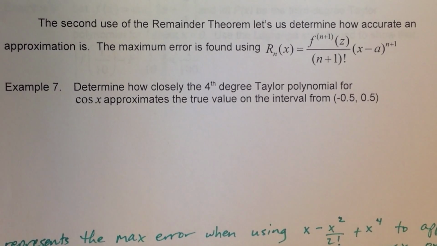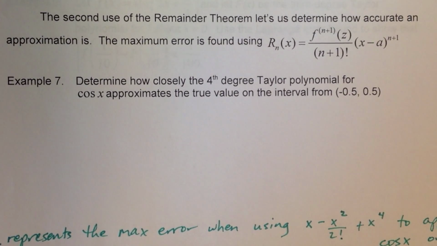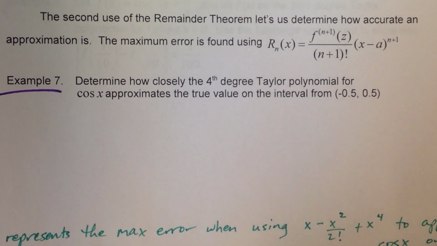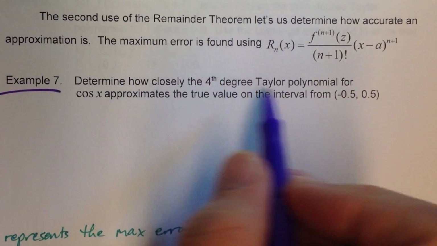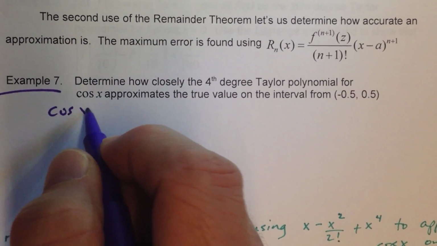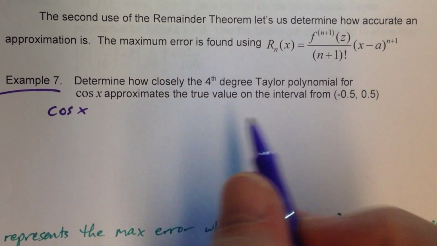Well, hopefully these videos will help you learn how to find the maximum error when using a polynomial function to approximate the value of a non-polynomial function. So we're going to go ahead and get right into example 7. We're trying to figure out how closely the fourth degree Taylor polynomial for cosine of x, and so let's go ahead and write that out, approximates the true value on the interval from negative 0.5 to 0.5.